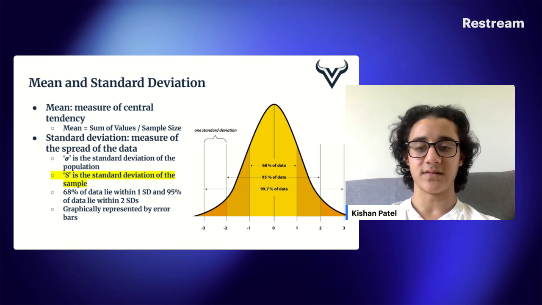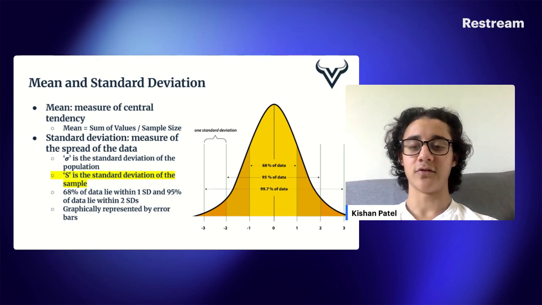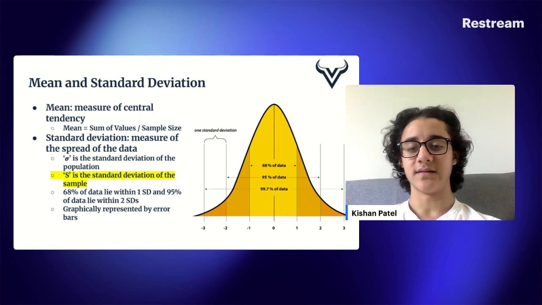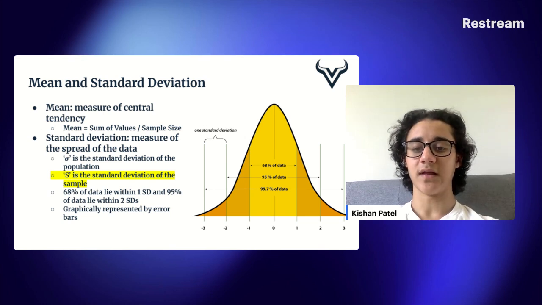Standard deviation is the measure of the spread of data. So if you look at these two symbols, sigma is the standard deviation of the population, and S is the standard deviation of the sample. And I've highlighted that one in yellow because that's the one that you will mostly use. It should be a bit smaller.